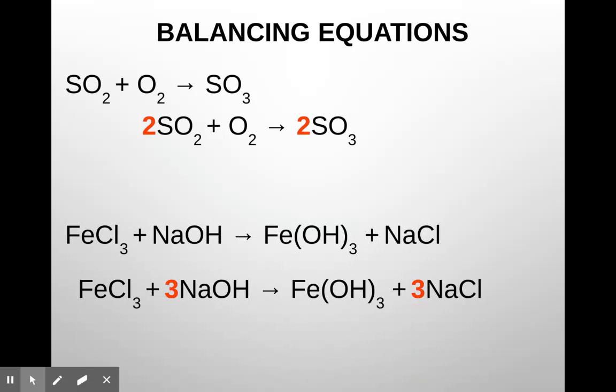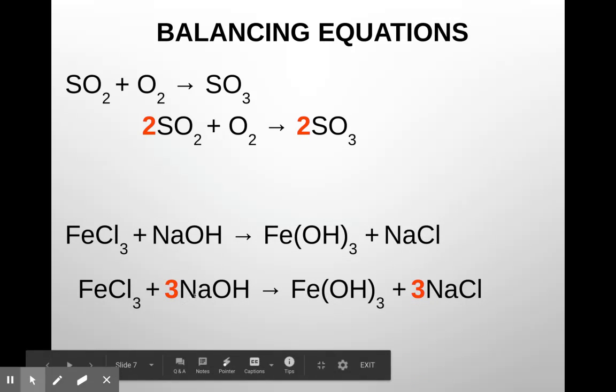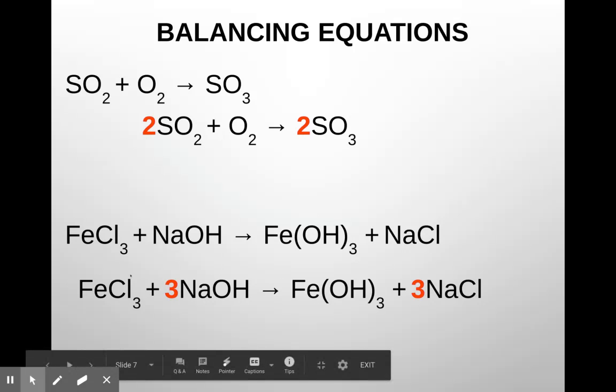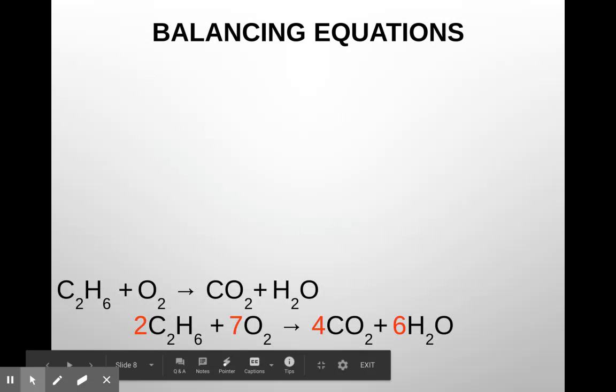For this equation, we would have to put a 3 coefficient on the sodium hydroxide and then 3 on the sodium chloride. We would have 1 iron atom each, 3 chlorine atoms on the left after the coefficient here, and 3 chlorine atoms on the right. We have 3 hydroxide here. We only have 1 here, so we'll multiply 3 here. We would have 3, and with the sodium, we would have 3 each. Okay?